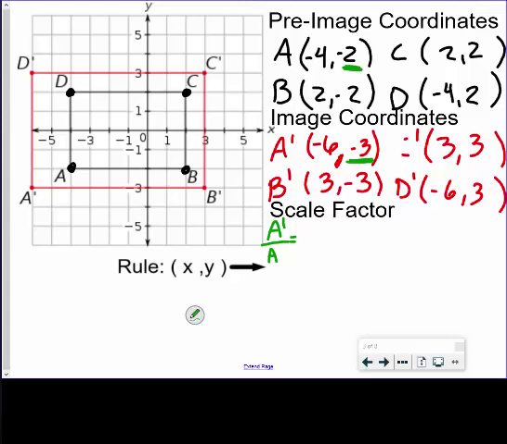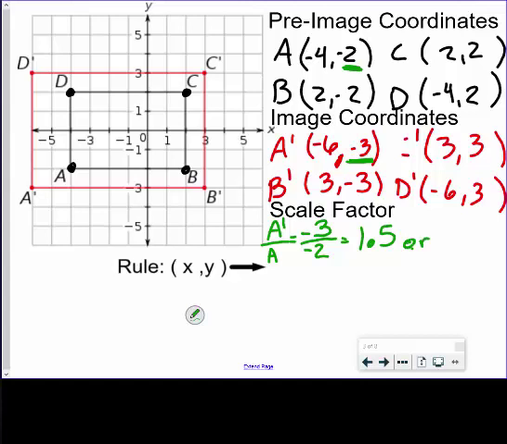What's the A prime's value? -3. And the A's value? -2. So what is -3 divided by -2? 1.5. That decimal terminates, so we can use it.